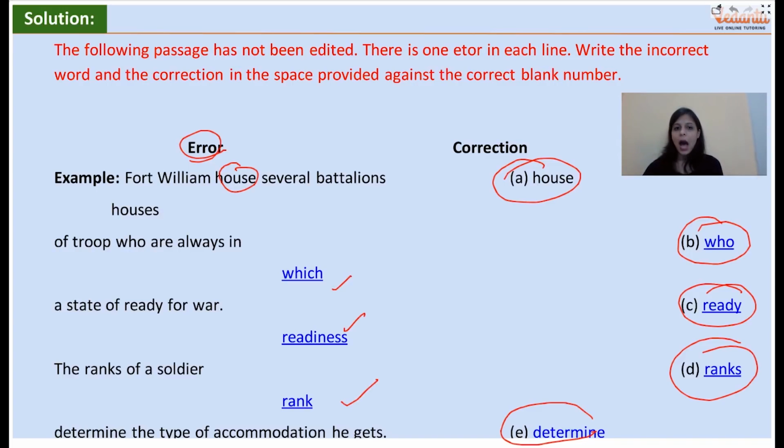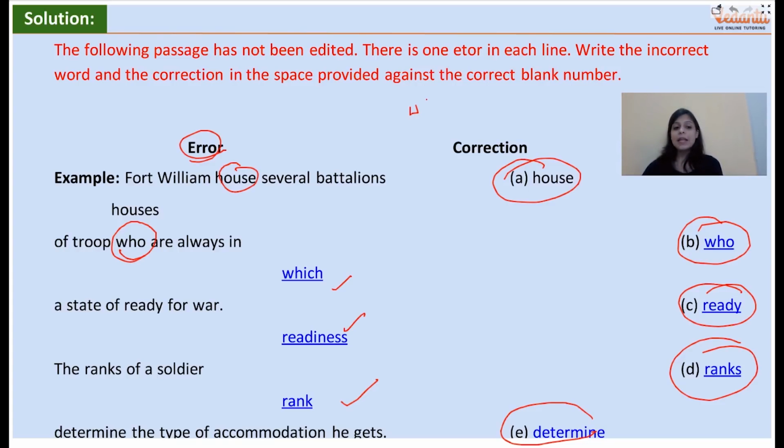So "Fort William houses several battalions of troops who are always in the state." Instead of "who," you're going to write "which." I'll tell you why I didn't use "who." So, okay, "which are always in a state of readiness for war." Does it make sense? See, at times you're not able to make sense out of it, so what you can do is just go through the entire sentence. It automatically makes sense.